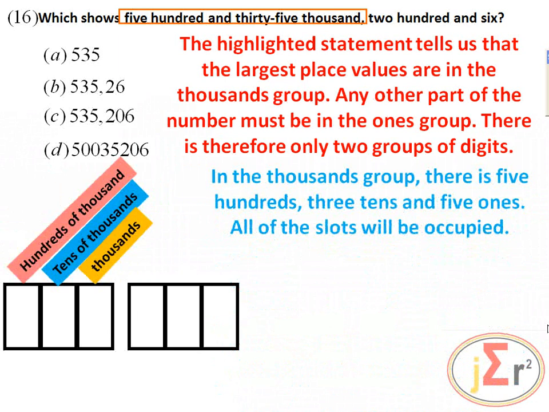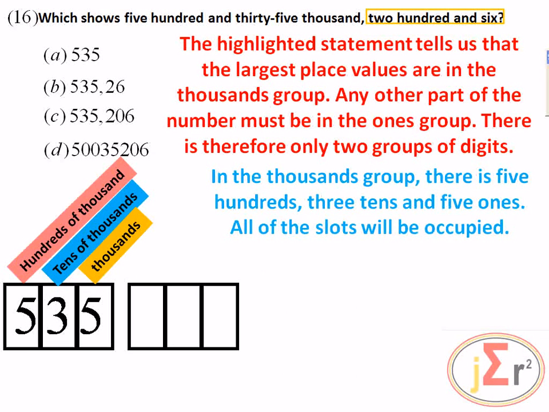In the thousands group, there is 500, 3 tens, and 5 ones. 535,000. 535. So we have 5 hundreds, 3 tens, and 5 ones. There we have them. 500, 3 tens, and 5 ones in the 1000 group. Then we have 206.